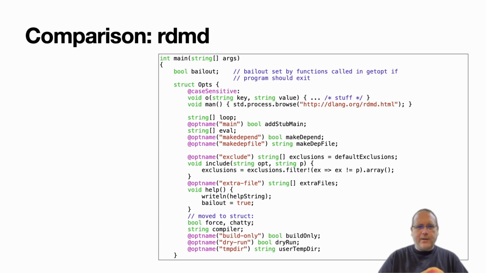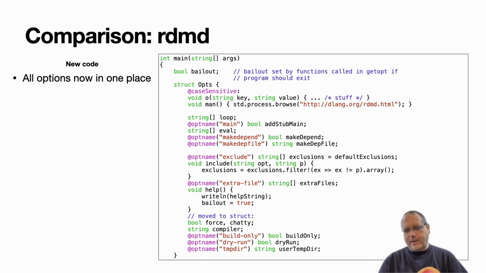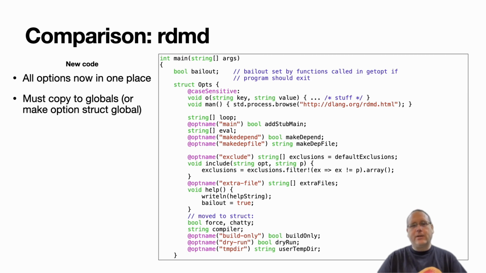Okay, now let's compare to the getopt2 version. Now we have all options in one place, which is kind of a benefit and kind of a drawback, because actually we're going to have to copy some pieces to the global namespace because there's a reason they were up there. They're needed in different places. Now I might actually rewrite RDMD a little bit in order to make this less painful.